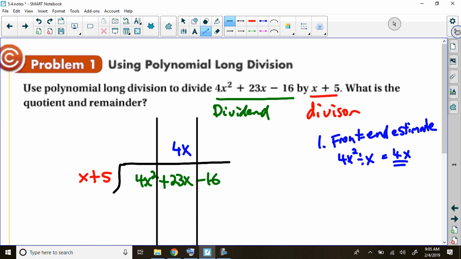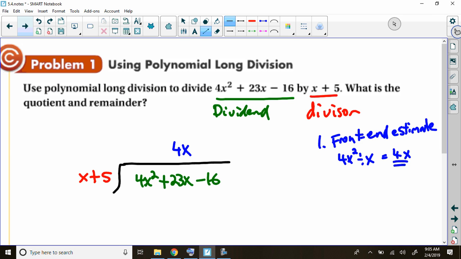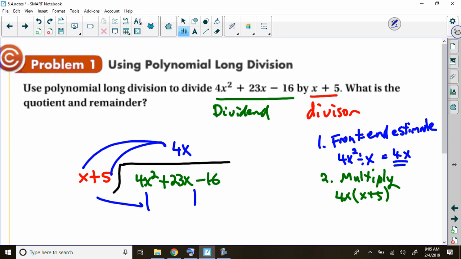So that's the first step that I did, that front-end estimate. I divided, because that's the first step of division. If we look at the algorithm, the next step is to multiply. And this is where a lot of people get this twisted. Because I have 4x being multiplied by x plus 5, I have to use the distributive property. So I'm going to take 4x times x and 4x times 5. And that information is going to go right in there.